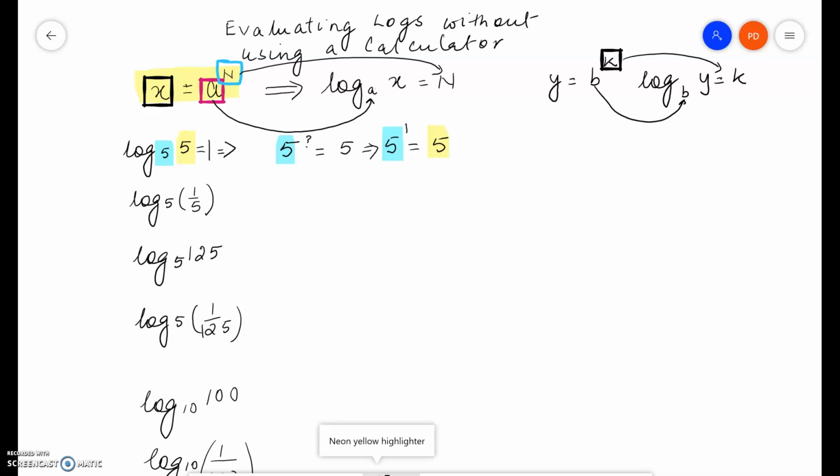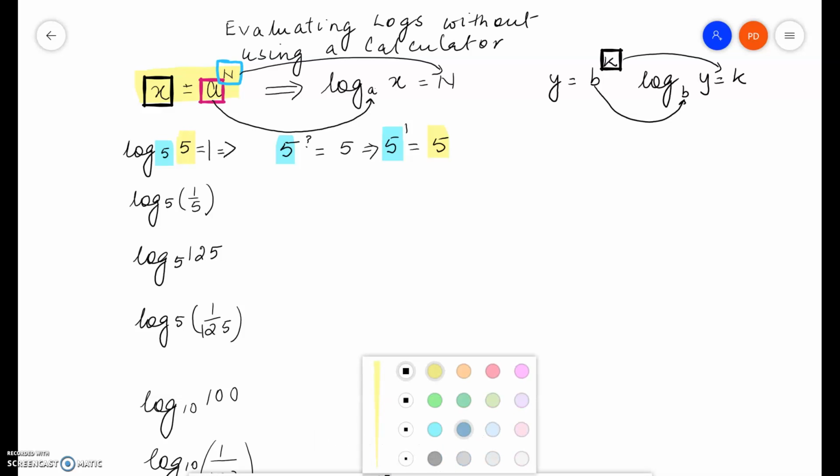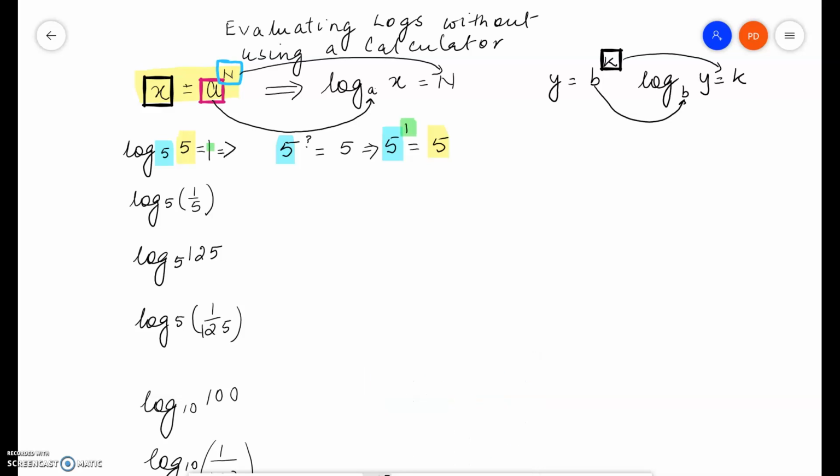So remember, the exponent is the log of the number. So the exponent here is 1 and that's the log of the number. So this is something that you have to get used to. It takes a while. You need to practice, go over the problems done in class as well. So now let's look at the next one.